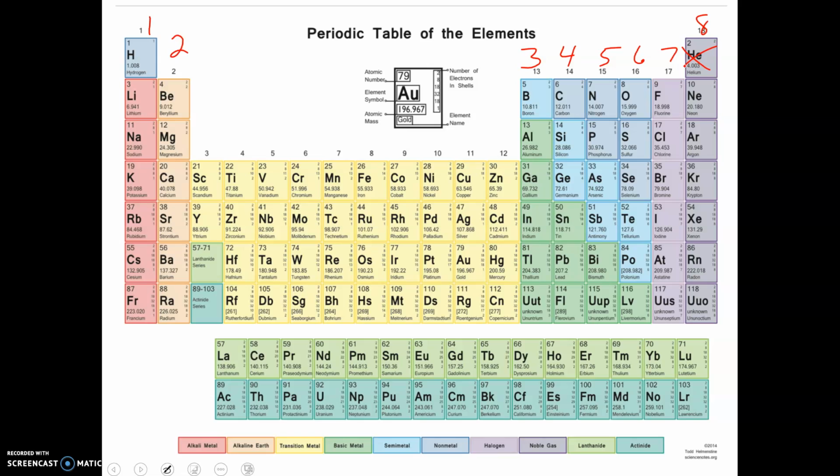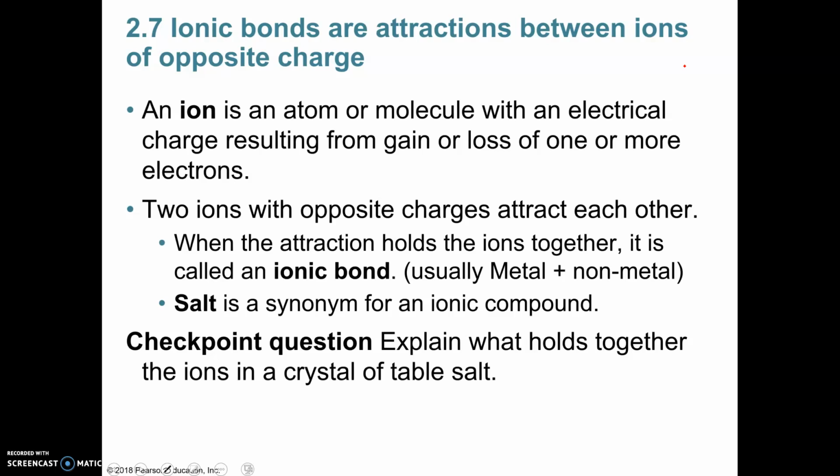So if it only has 1, it may get rid of that 1 and form a bond, but that's not going to be sharing. So that's called an ionic bond. If an electron is handed from one thing to another, that's not a covalent bond, that's an ionic bond. And we'll pick up with that.